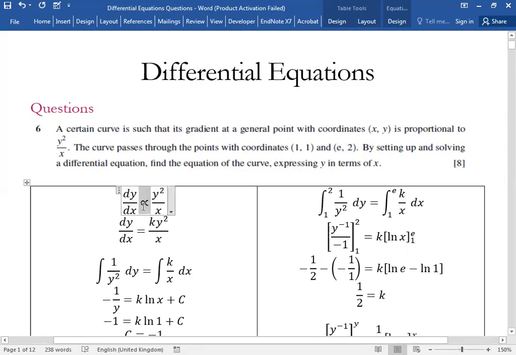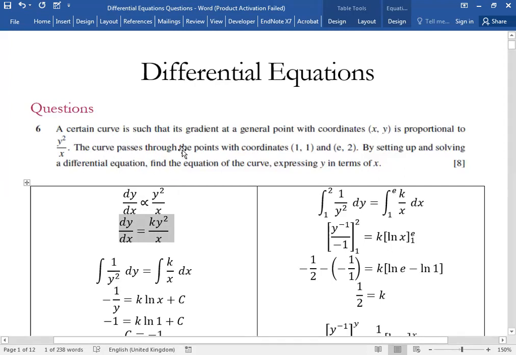अगर हम proportionality का साइन हटा के इक्वेशन बनाते हैं तो हम क्या करते हैं? k आ जाता है, बिल्कुल. तो k y square upon x. This is dy by dx. This is a differential equation. इसमें डेरिवेटिव्स और वेरिएबल्स दोनों मौजूद हैं. Is this clear? So we have done this.